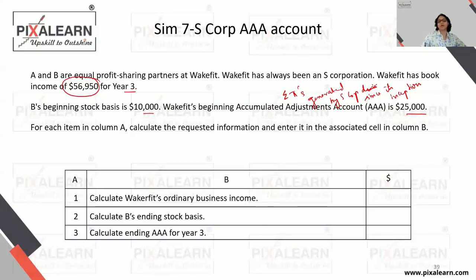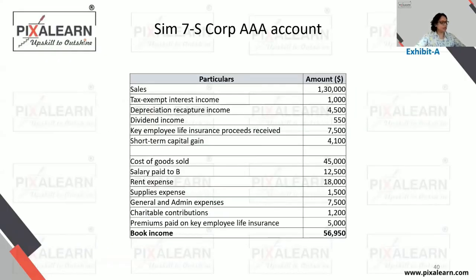They have asked you to calculate the ordinary business income for the entire business, which is the S Corp, the ending stock basis, and the AAA account for the S Corp for the year. The first thing you do when you get this sum is to put this data into the format of SSI versus ordinary versus non-deductible. Sales is ordinary, tax exempt is a separately stated item.